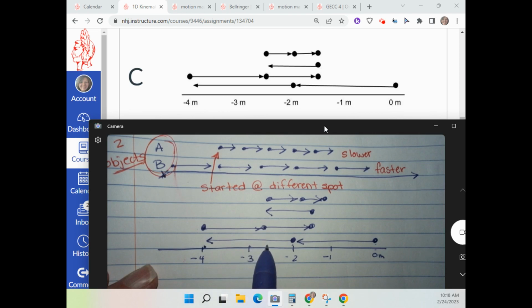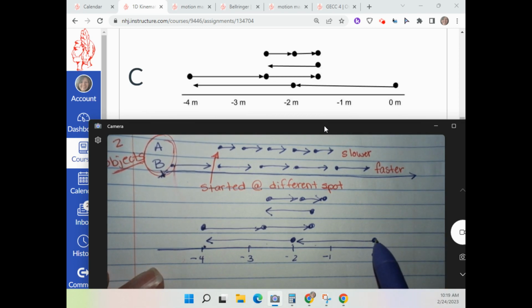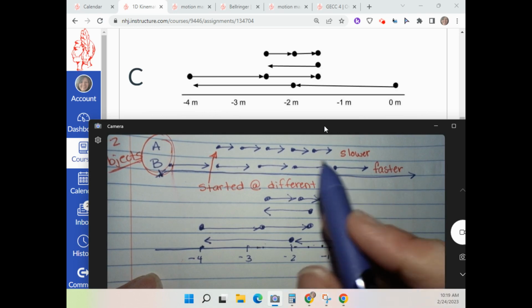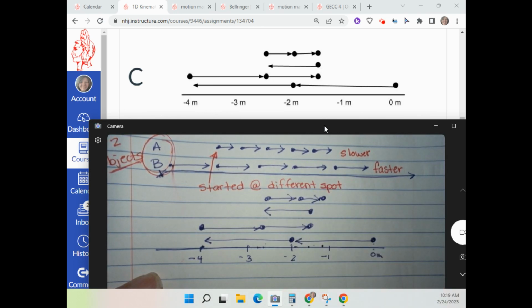Then what did we do? Turned around and went right. Kept going right. Then what did we do? Turned around and went left. Then what did we do? Went right. So if we follow the seconds, if we start at 0 seconds, 1 second, 2 seconds, 3 seconds, 4 seconds, 5 seconds, 6 seconds, 7 seconds, 8 seconds. Okay, so if I count the dots, there's 8 seconds of time represented here.